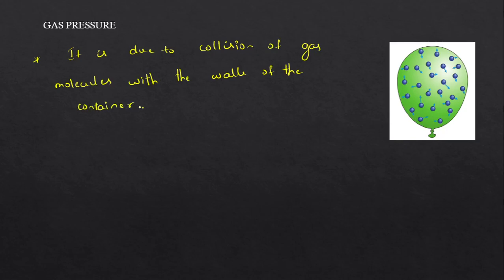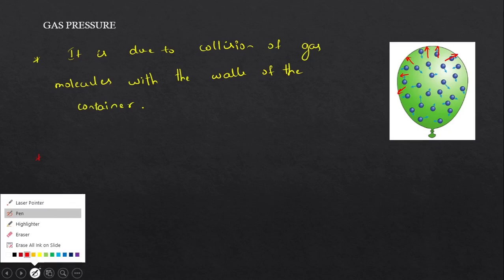Okay. Now let's say you blow a balloon. So when you blow a balloon, there will be gas molecules which will be randomly moving inside the balloon, that will keep hitting the walls of the balloon, right? And this will exert force in this direction. Okay. Now we'll take a special case where we also heat this balloon.